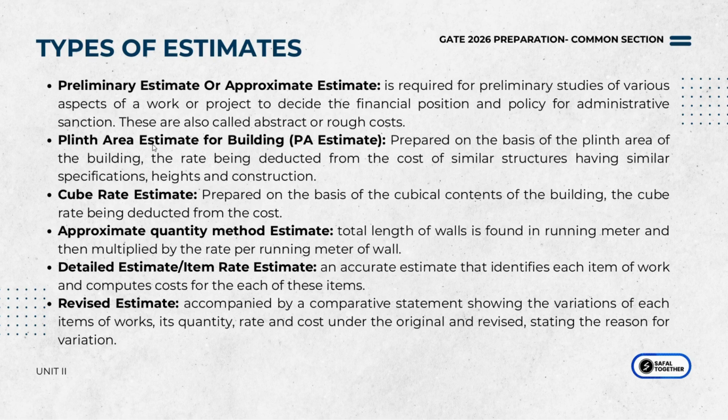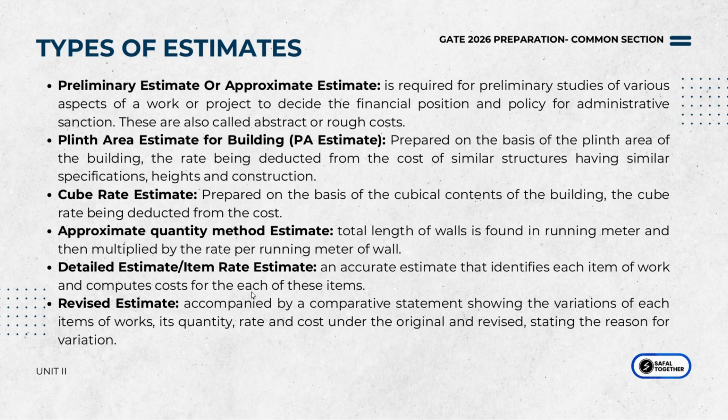Okay, so you take the total volume of a particular building and then you multiply it with the unit rate per cubic meter or cubic foot of similar projects. So again, you're going to be looking at similar projects in this case, but your height is accounted for. That's the advantage. Okay. The fourth is your approximate quantity method estimate.